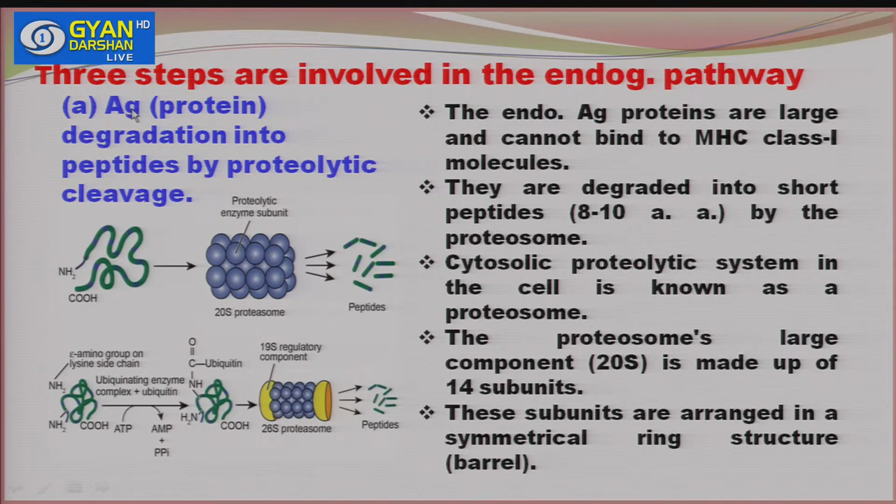The first step is antigen degradation into peptides by proteolytic cleavage. The various proteolytic cleavages involved in this step will degrade the antigen, and ultimately it will convert into peptides. So here the antigens are there, you can see it. Here are the N terminal and C terminal. Here is the proteolytic enzymatic subunit. Here is the 20S proteasome, you can say.